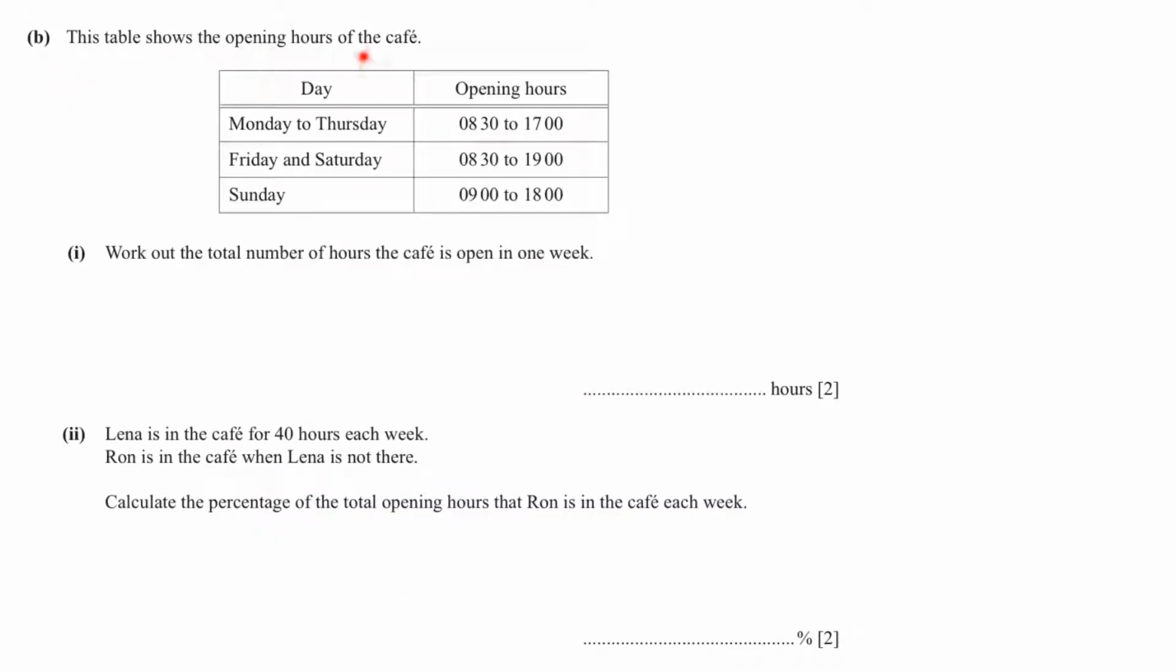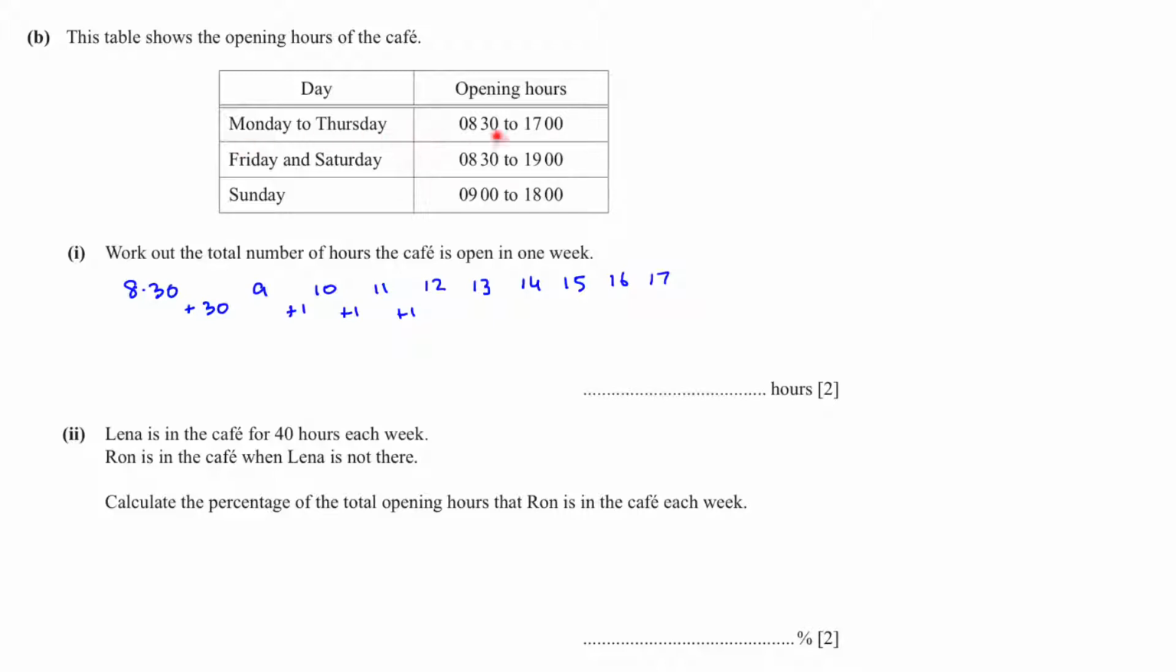Part B, the table shows the opening hours of the cafe from Monday to Thursday, Friday and Saturday, Sunday. Work out the total number of hours the cafe is open in 1 week. So from 8:30 to 17:00. There is a long way to find it, like from 8:30 to 9, how many minutes are there? 30 minutes. And then you will have after 9, 10, 11, 12 till 17. And we have 1 hour. So total you will have 1, 2, 3, 4, 5, 6, 7, 8 hours and 30 minutes.